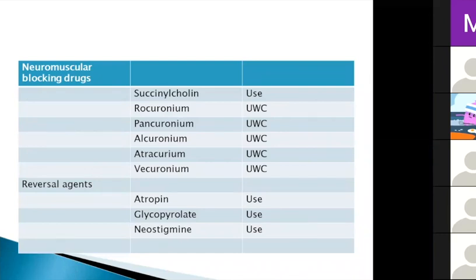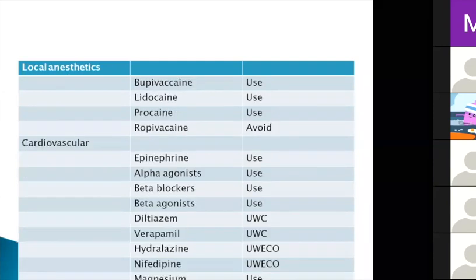Pancuronium and alcuronium should be used with caution. Some authors say they are porphyrinogenic, but some doctors have used them without any problems. Atracurium and vecuronium are said to be safe, but some people have witnessed acute attacks with their use, so they should be used with caution. All our reversal agents are safe and should be used. In terms of local anesthetic drugs, bupivacaine is safe and can be used. Lidocaine is safe. Ropivacaine should be avoided.